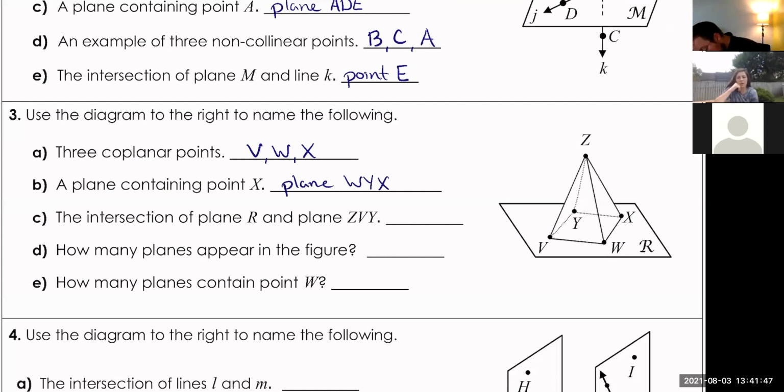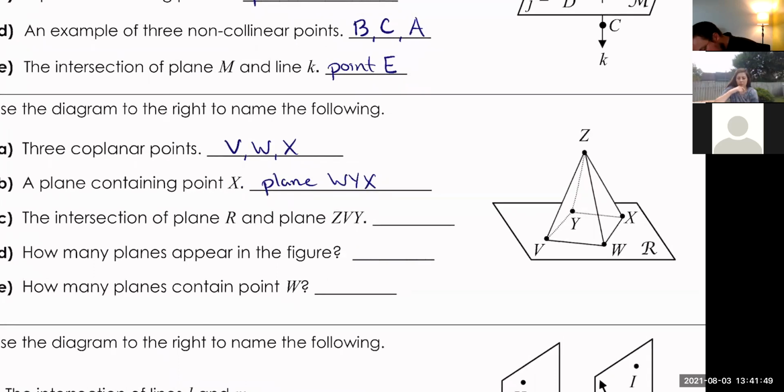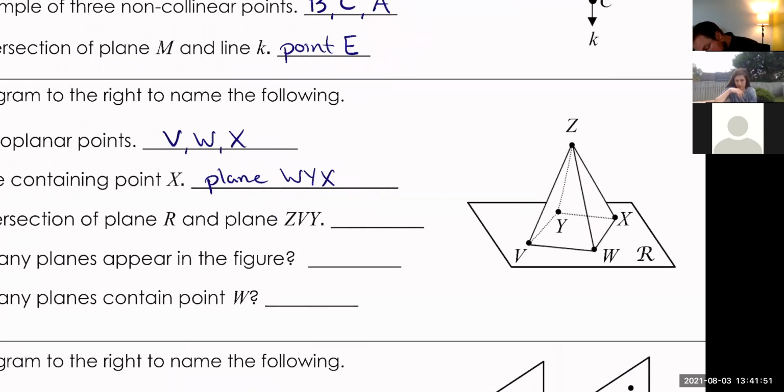Well, you said Y and V? I would agree, because here is plane R, this kind of rectangular-ish looking one. ZVY is this left kind of side of the pyramid. They intersect down here at VY. Those are the 2 points that they share. So we would name that, in this case, segment VY.